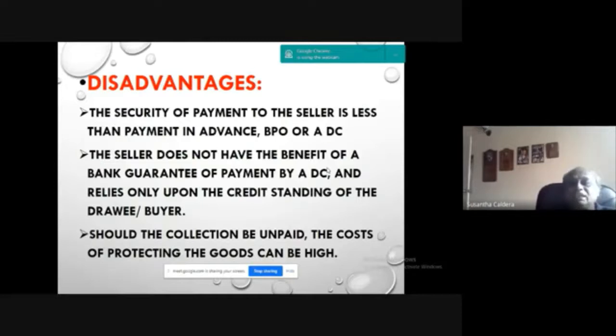The seller does not have the benefit of a bank guarantee of payment as with a DC and relies only upon the credit standing of the drawee or the buyer. Right? There's no guarantee. We are acting as an agent. Should the collection be unpaid, the cost of protecting the goods can be high. Right? Okay.